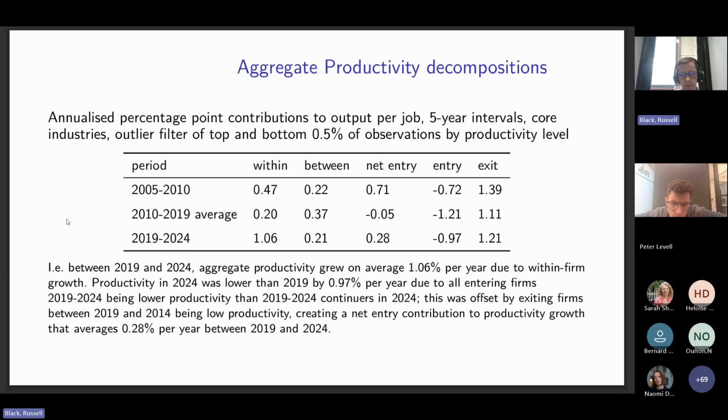Over the 2010s, so averaging the growth rates for the 5-year intervals over the 2010s, net entry is not contributing. Between has grown a bit, within has fallen a bit, but the main difference is that the contribution to productivity growth from net entry was occurring before 2010. There is no productivity growth through net entry in the 2010s.